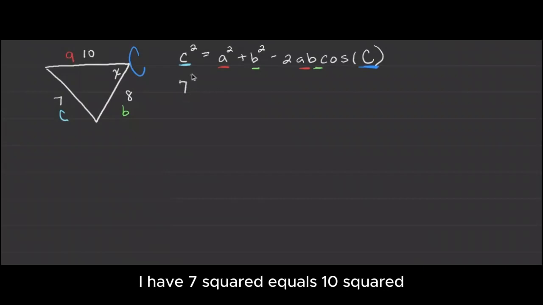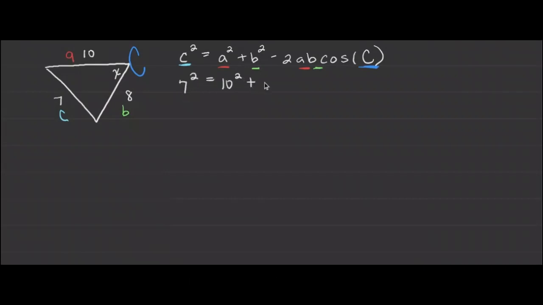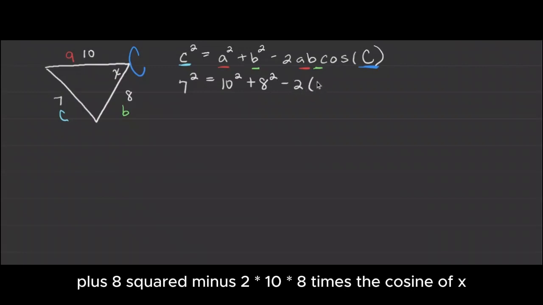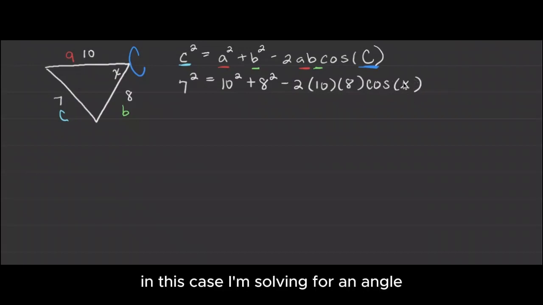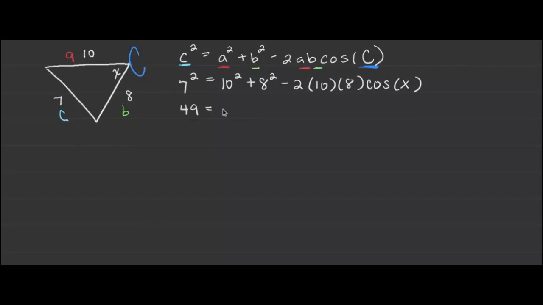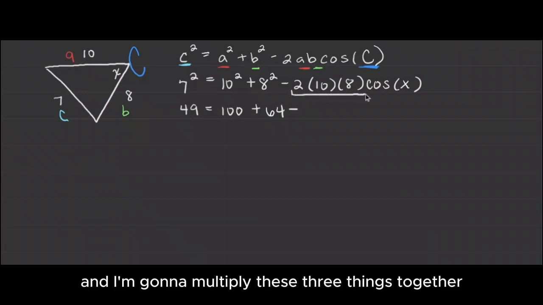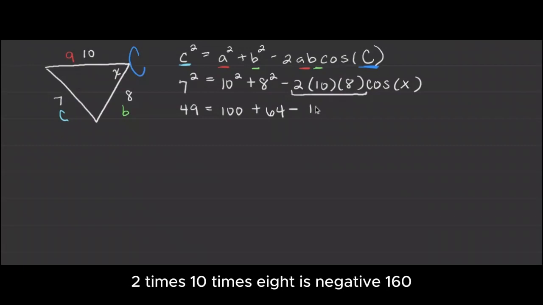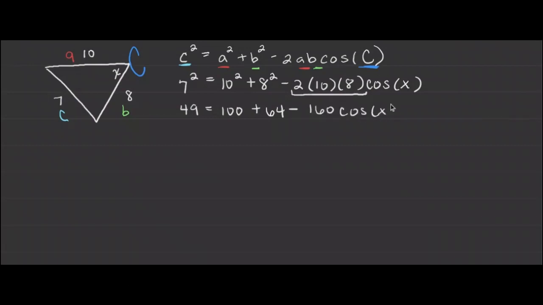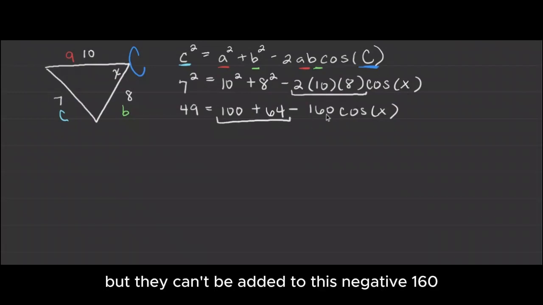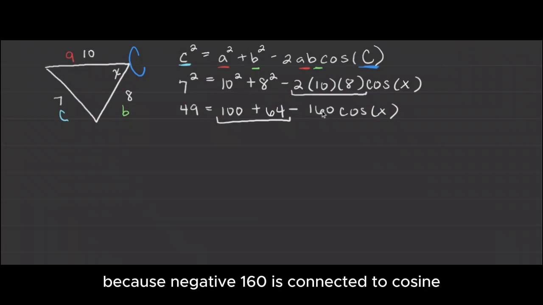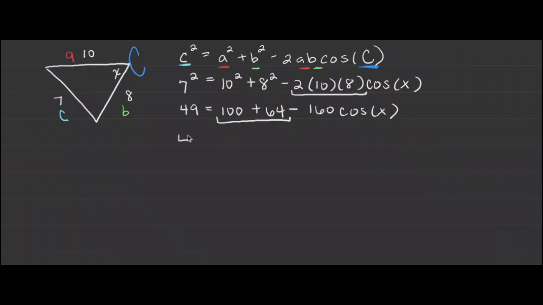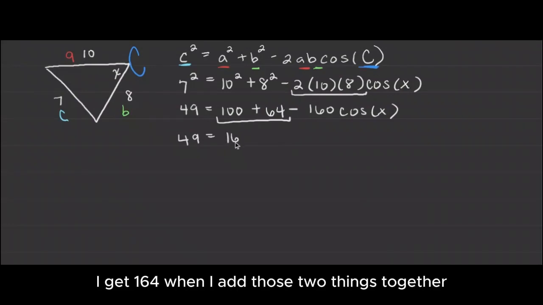I have 7 squared equals 10 squared plus 8 squared minus 2 times 10 times 8 times the cosine of x. In this case, I'm solving for an angle. I'm going to do some simplification. 7 squared is 49. 10 squared is 100. 8 squared is 64. And I'm going to multiply these three things together. 2 times 10 times 8 is negative 160. These things can be added together, but they can't be added to this negative 160 because negative 160 is connected to cosine by multiplication. I get 164 when I add those two things together.